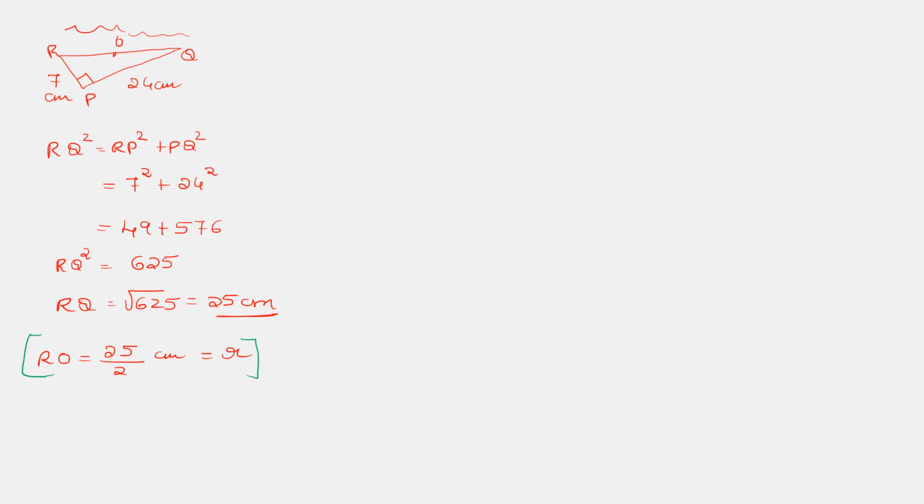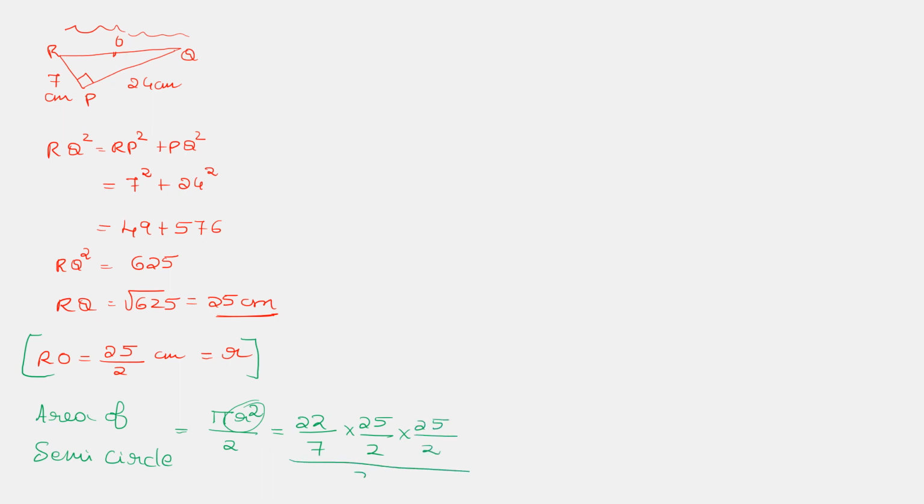So what is the area of semicircle? Area of semicircle is equal to pi r square divided by 2, or that is equal to 22 divided by 7 into (25 by 2) whole square, because we have r square here, or I can write (25 by 2) whole divided by 2.